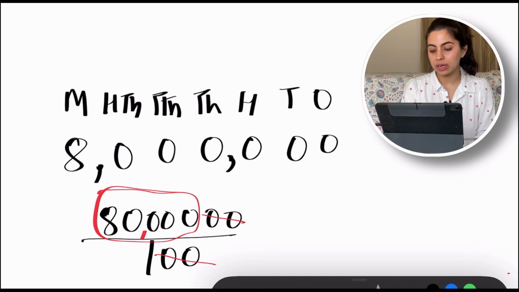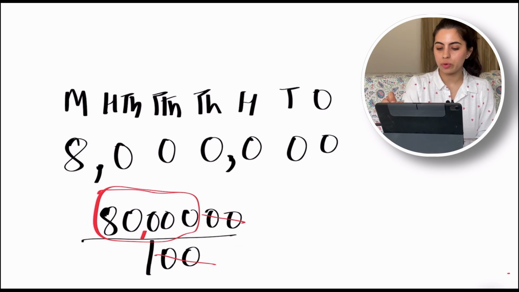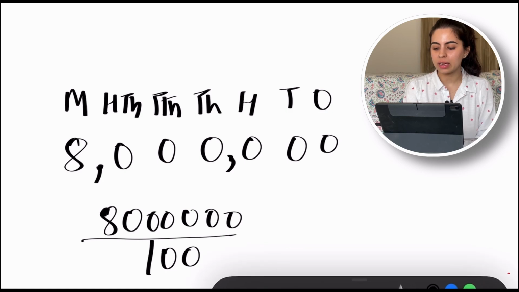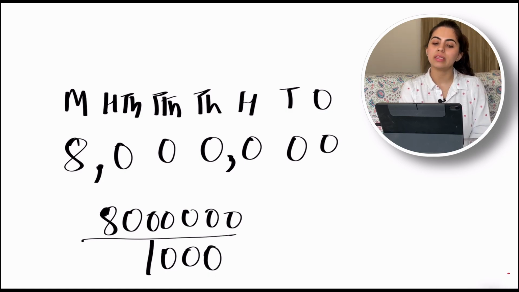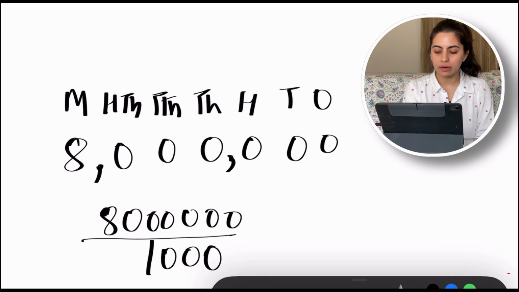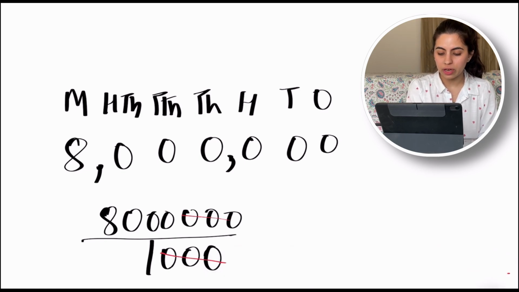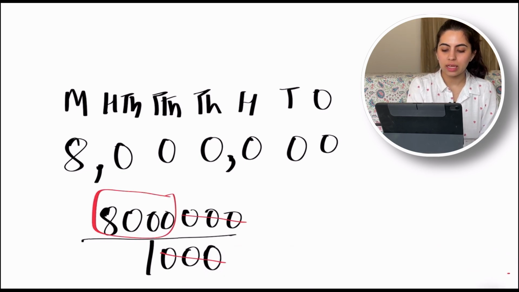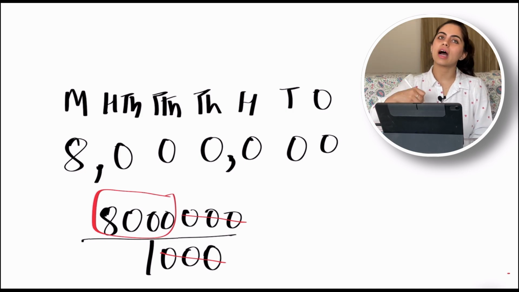If I have to find out how many thousands are there in 8 million, what I'm going to do is, instead of 100, divide it by 1,000 to check how many thousands are there. When I do this, the quickest way to divide, there are 8,000 thousands in 8 million. So I hope this helped you.